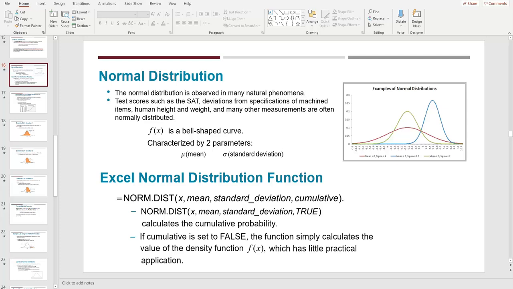When solving normal distribution problems, we use the formula norm.dist, and the four parameters for this are x, a random variable, mean, standard deviation, and our cumulative. The cumulative is set to be true, as we usually look for the cumulative probability when solving problems like this. Now let's move on to Excel.